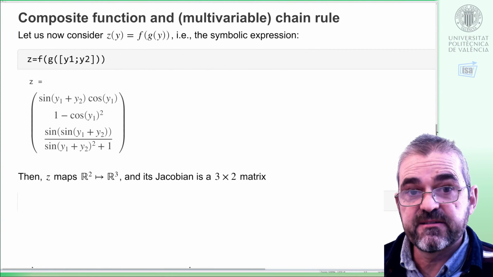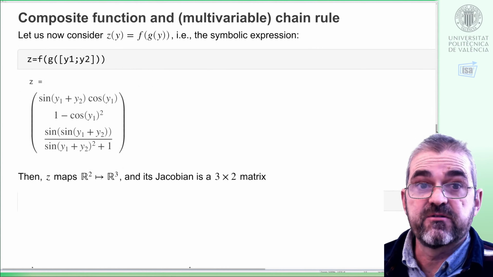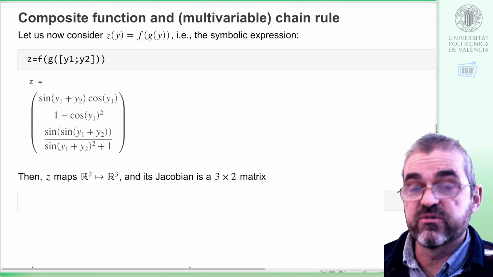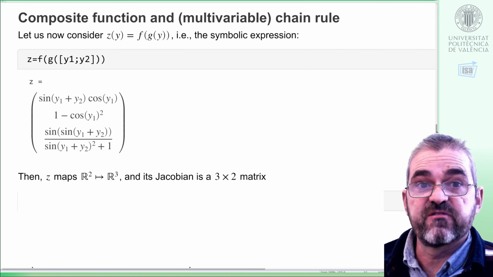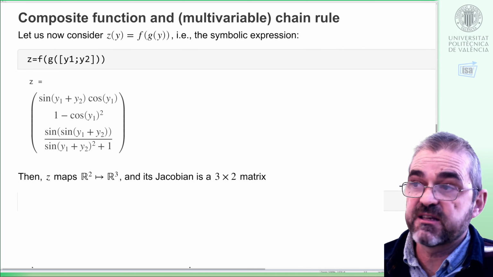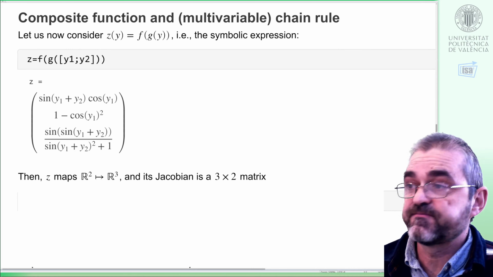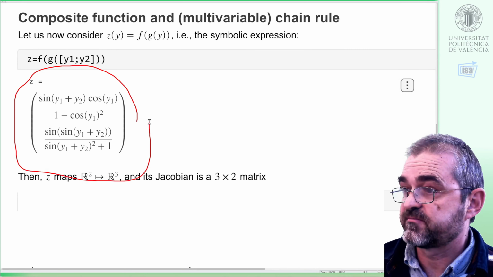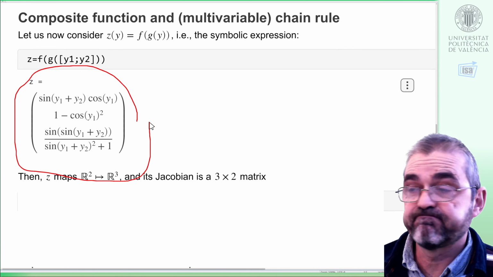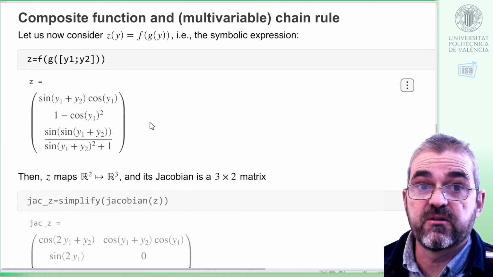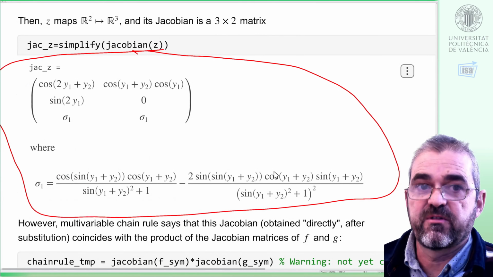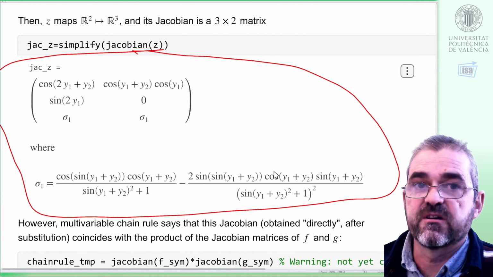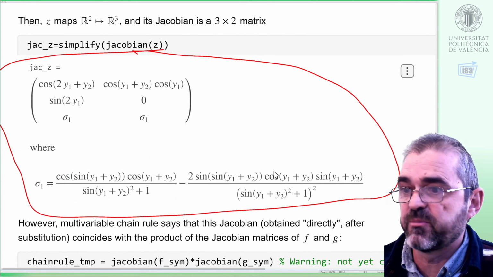Let's now illustrate how chain rule works by considering a new function z of y, which is the composition of f and g. I mean, instead of doing f of x, now we replace x by g of y. So this is z, 2 inputs, 3 outputs. Of course I can compute its Jacobian, and it's this kind of stuff, in which the third output is a kind of long stuff, but okay, that's what computers are for, no problem.